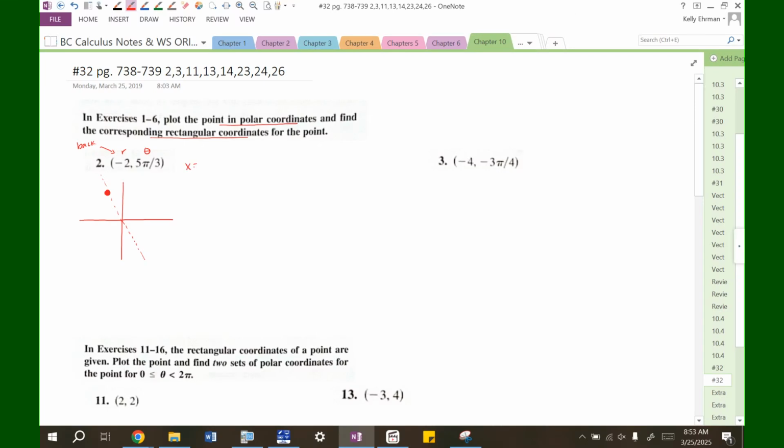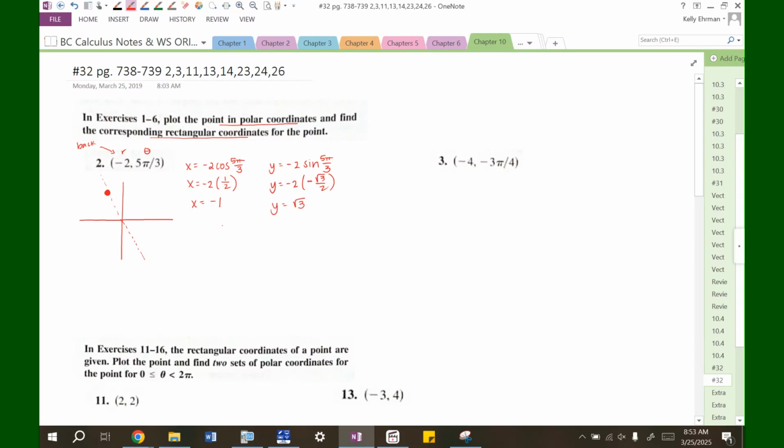So the formula is r cosine theta, so negative 2 times the cosine of 5 pi over 3. That's x. The cosine of 5 pi over 3 is 1/2. And it's positive in quadrant 4. So x is equal to negative 1. So that's a good sign. Go left 1. And then y is r times the sine of theta. So the sine of 5 pi over 3 is negative radical 3 over 2. So this works out to be positive radical 3.